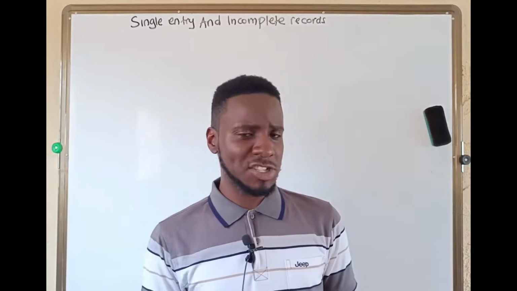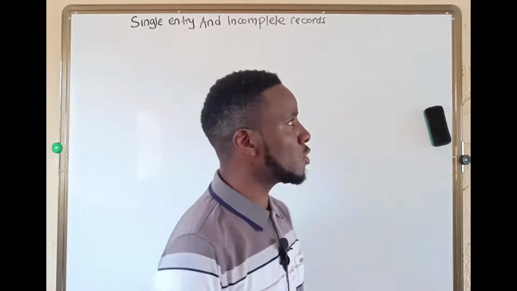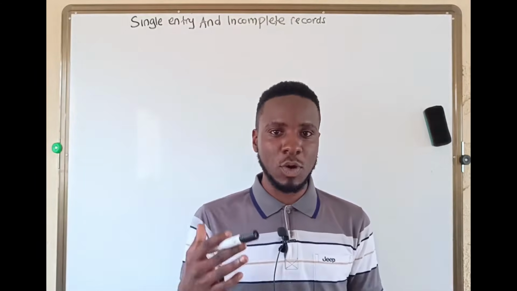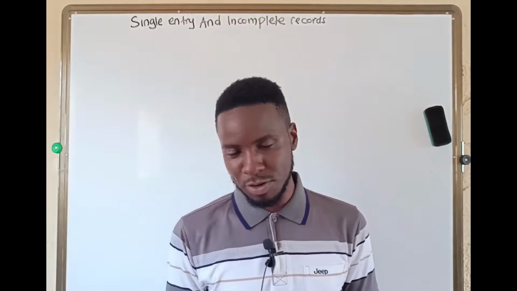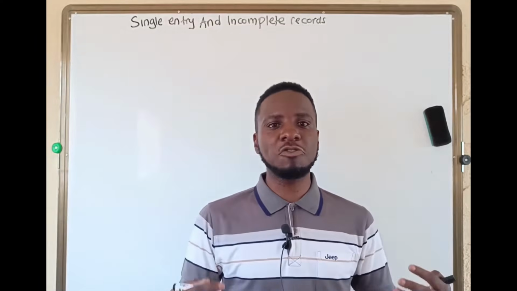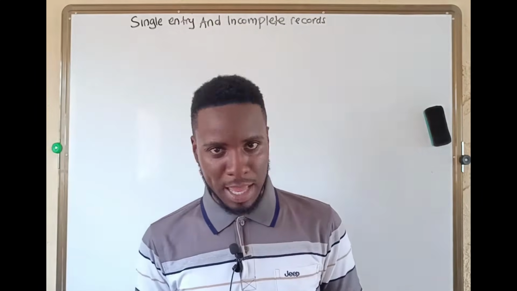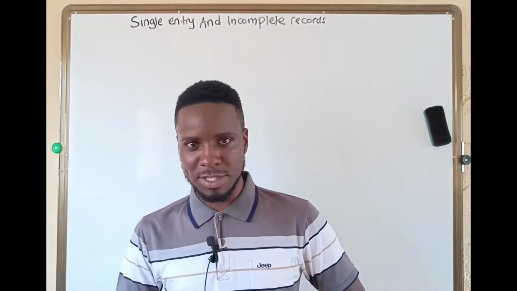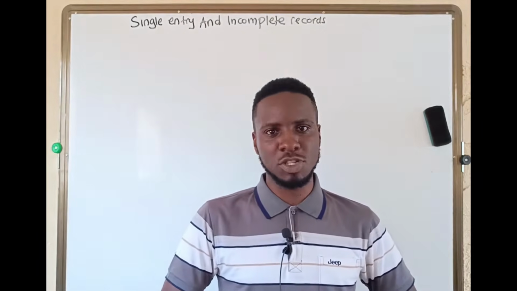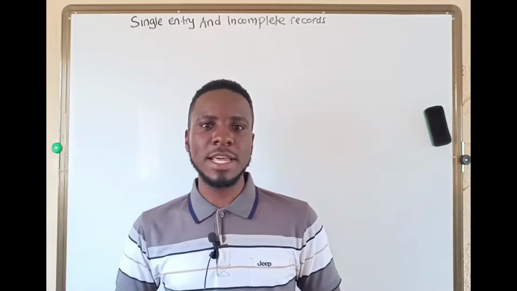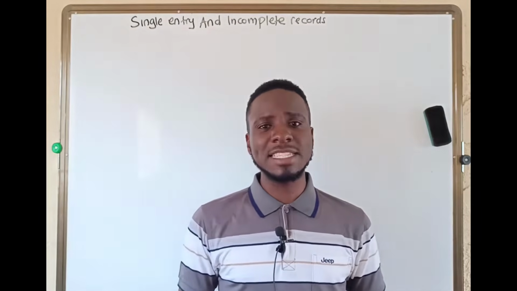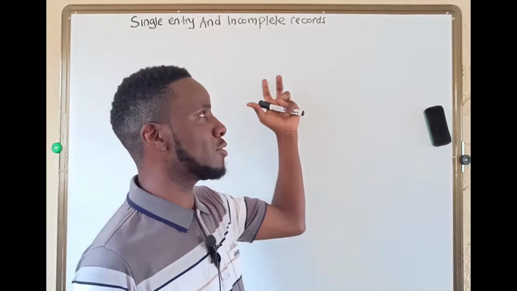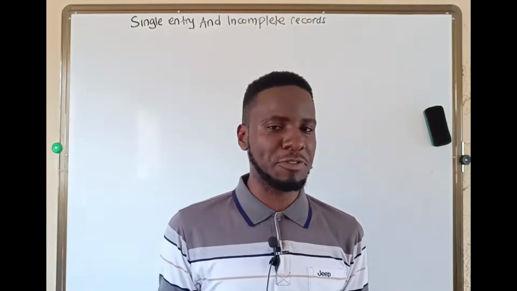Now, this is the danger. When it comes to single entry and incomplete records, as an accountant, you're supposed to prepare final accounts from those incomplete records. So, one, we need to find out how do we prepare the final accounts. When I talk about the final accounts, I'm talking about the income statement and the statement of financial position, which is the balance sheet. So today, I would like us to look at the estimation of profits when it comes to single entry and incomplete records. How do we estimate profits?